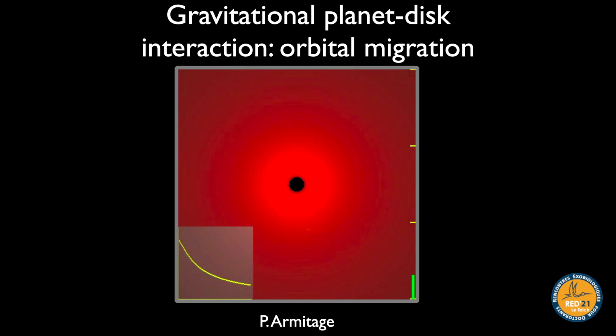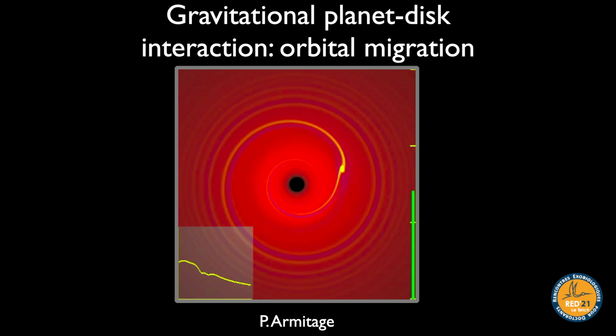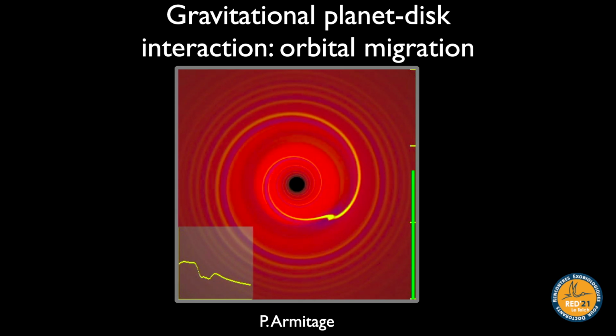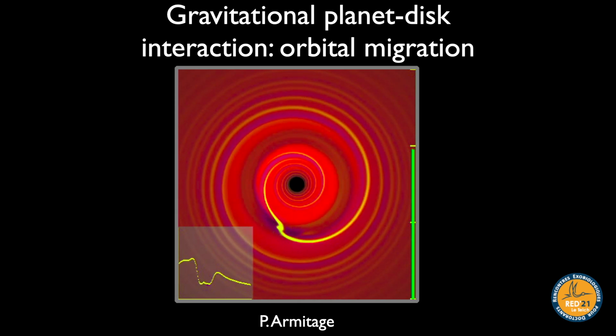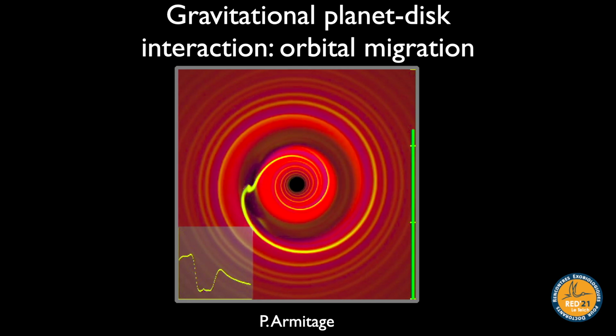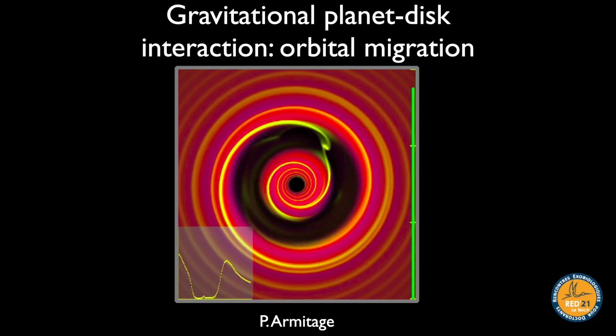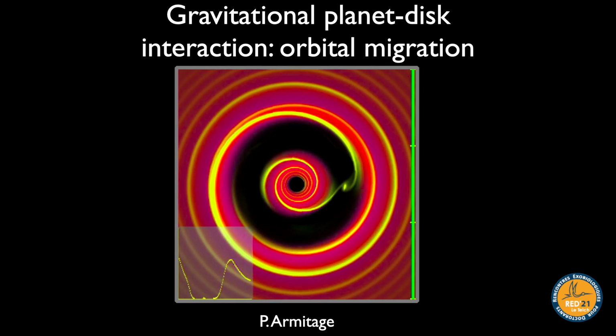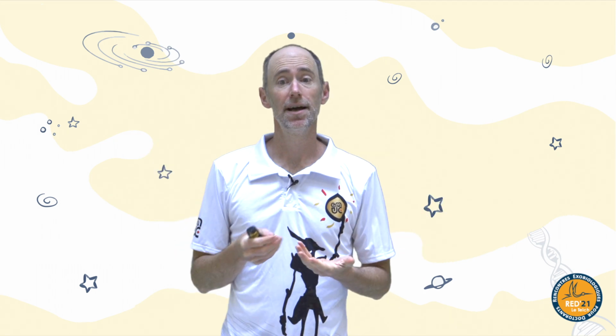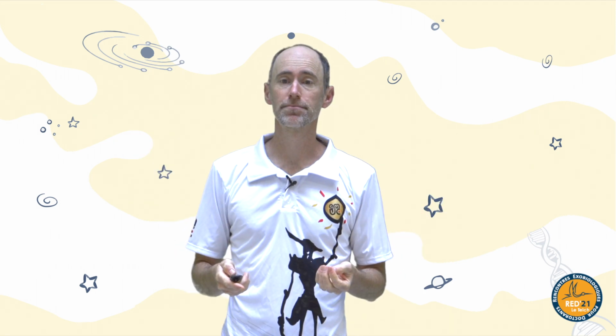The next kind of process to talk about is migration. And what this animation shows here is a growing core, how it interacts with the disk. And so the mass of this object is being artificially increased as it orbits. But what you can see is these spiral density waves are getting stronger and stronger as it gets more and more massive, and eventually a gap is carved. Right? And this happens because of gravitational interactions between the planet and a disk. And this leads to orbital migration.